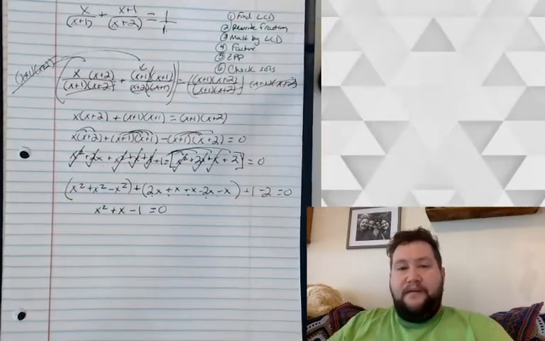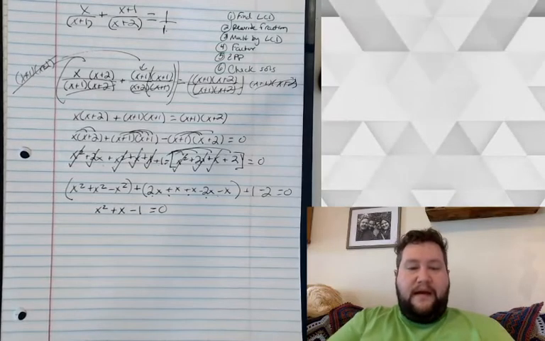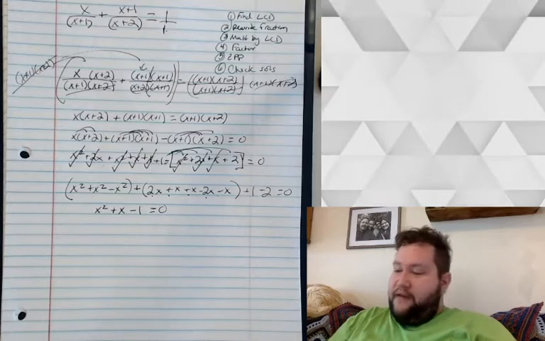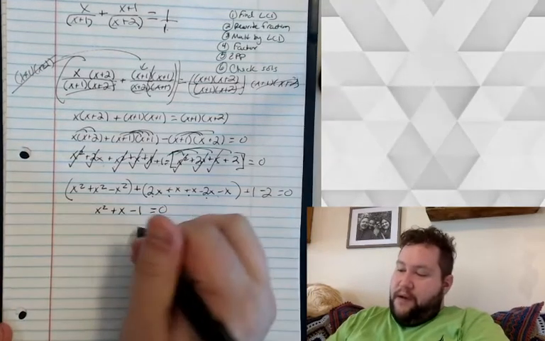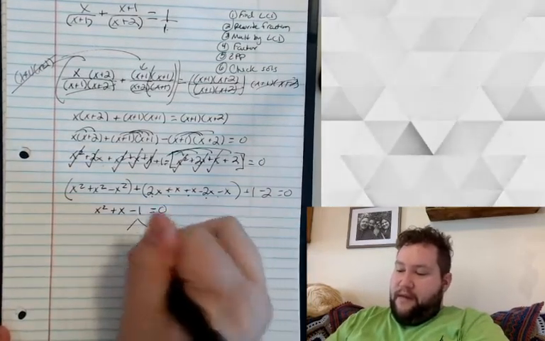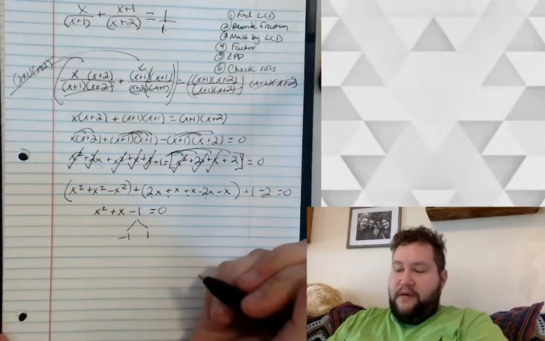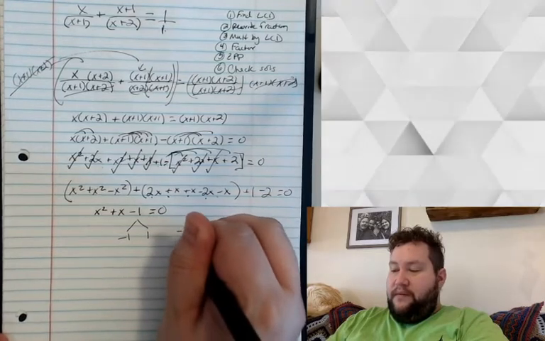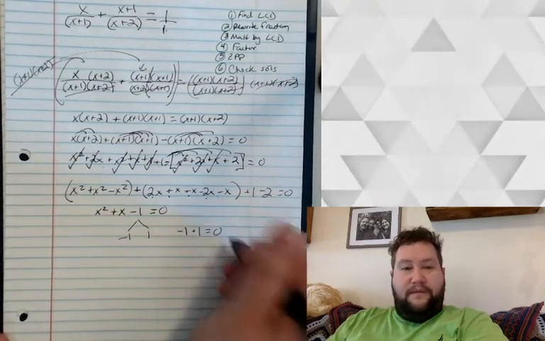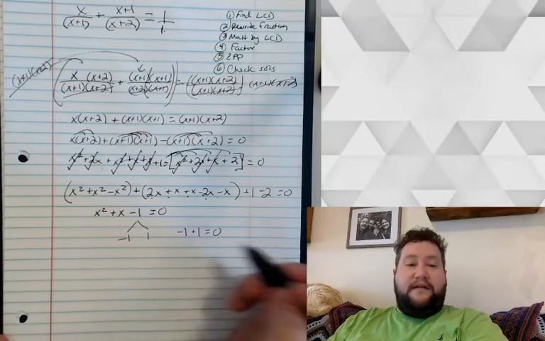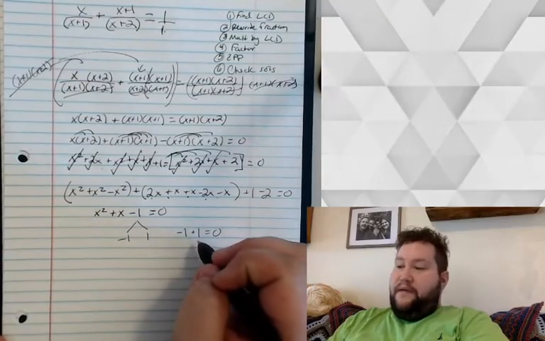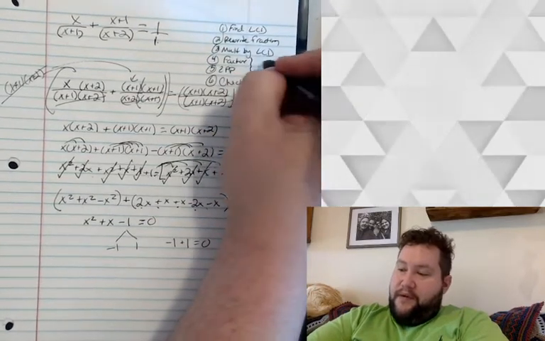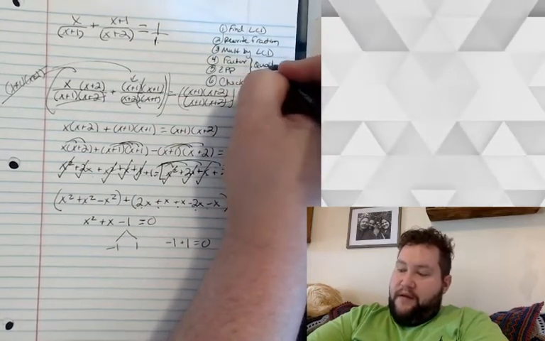And then from here, we need to see how to factor. And so if we try to factor this, we need two numbers whose product is -1. Well, that's got to be -1 and +1. But we need their sum to be +1. So -1 plus 1 is 0. So it doesn't factor. So instead of factor and zero product principle, we can use our quadratic formula.